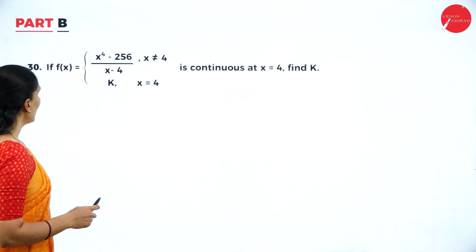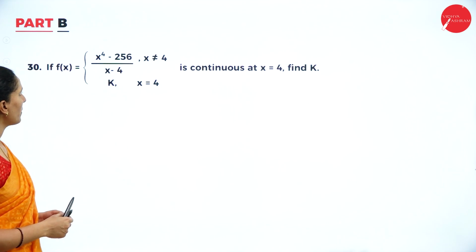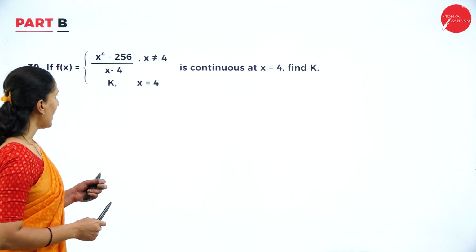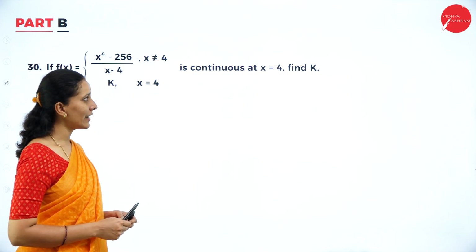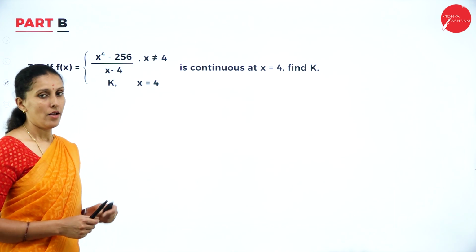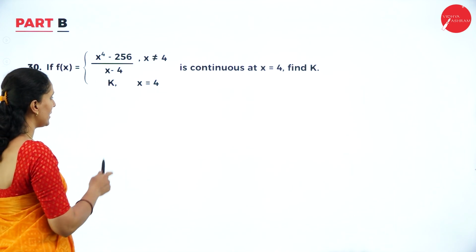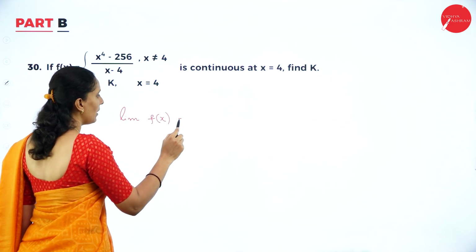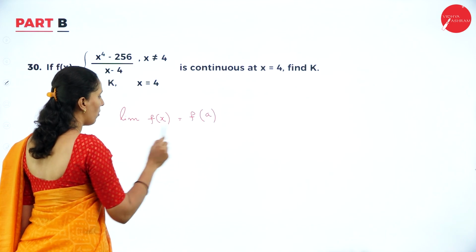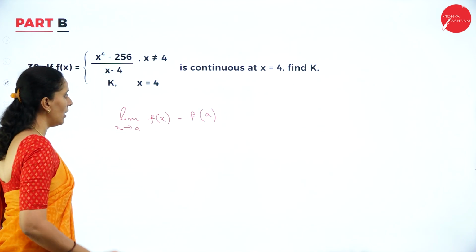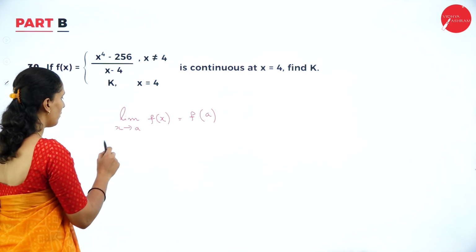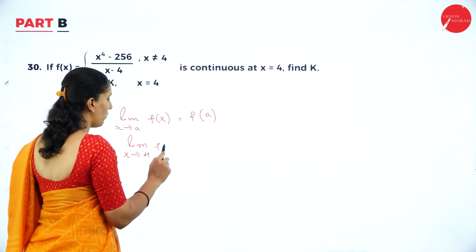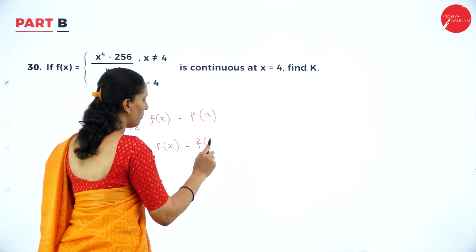Next, if f of x is equal to (x power 4 minus 256) divided by (x minus 4) for x not equal to 4, and k if x is equal to 4, is continuous at x is equal to 4, find the value of k. We know that whenever the function is continuous, the limit of the function as x close to a will be equal to f of a. Now here a is 4. Therefore, limit as x close to 4 of f of x should be equal to f of 4.